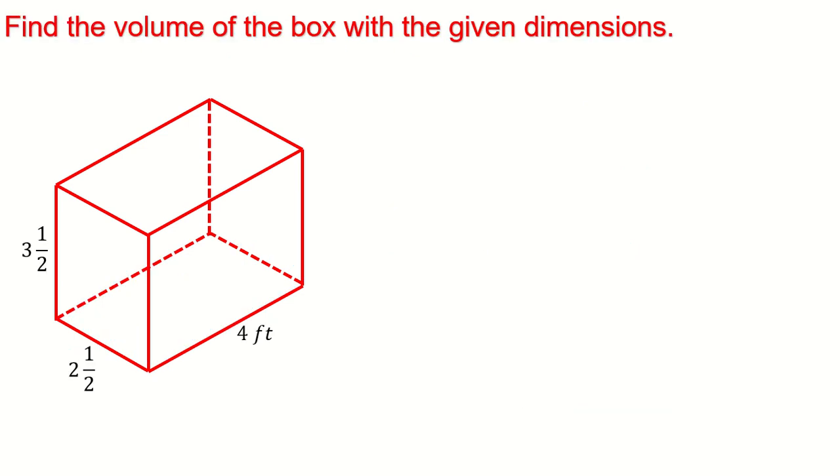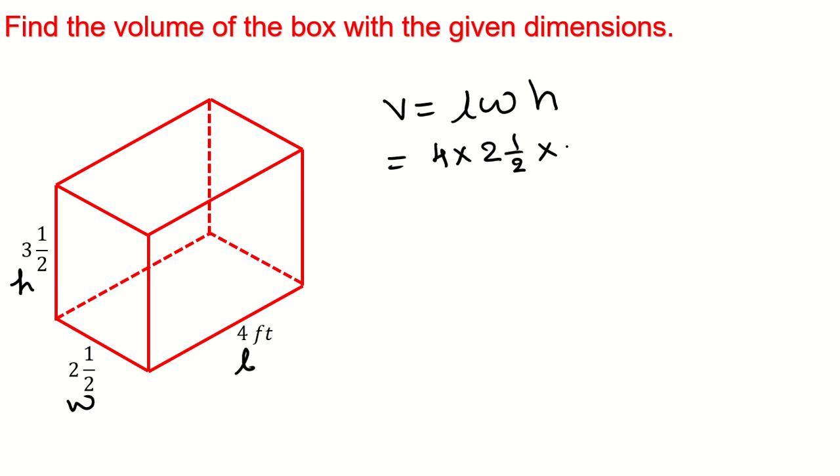Let's start some questions. For example, here they say find the volume of the box with the given dimensions. This is length, this is width, and this is height. Just apply the formula for volume. It is length times width times height, means 4 times 2 and 1 over 2 times 3 and 1 over 2. Now all these mixed fractions you will convert into improper fractions. So it will be 4 times 2 times 2, 4 plus 1, 5.